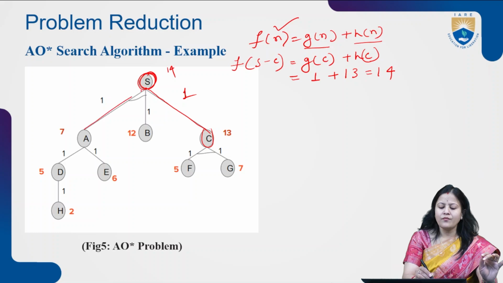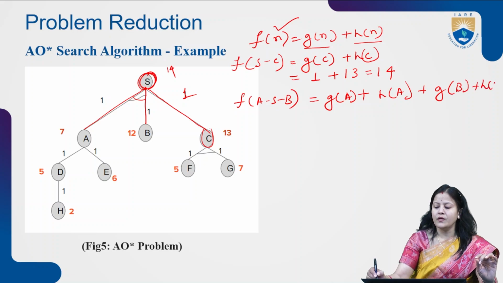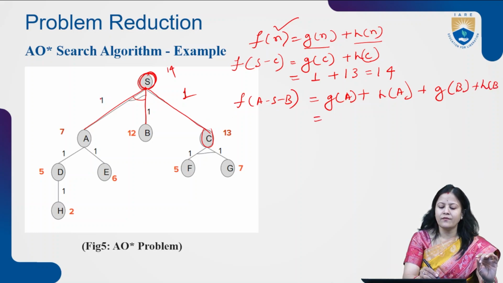Now I will solve this one because an AND arc is there. So F of A and B from S. What are the children of S here? Two children, one is A, another one is B. So separately I will write the G and H functions for A and for B. So G(A) plus H(A), this is for the A part, G(A) plus H(A) plus G(B) plus H(B). Now what is G(A)? It is given as 1.